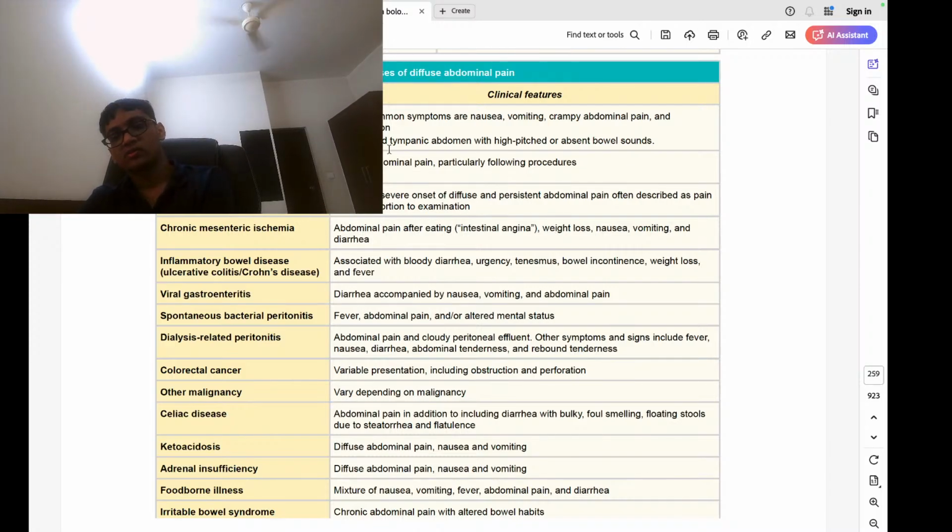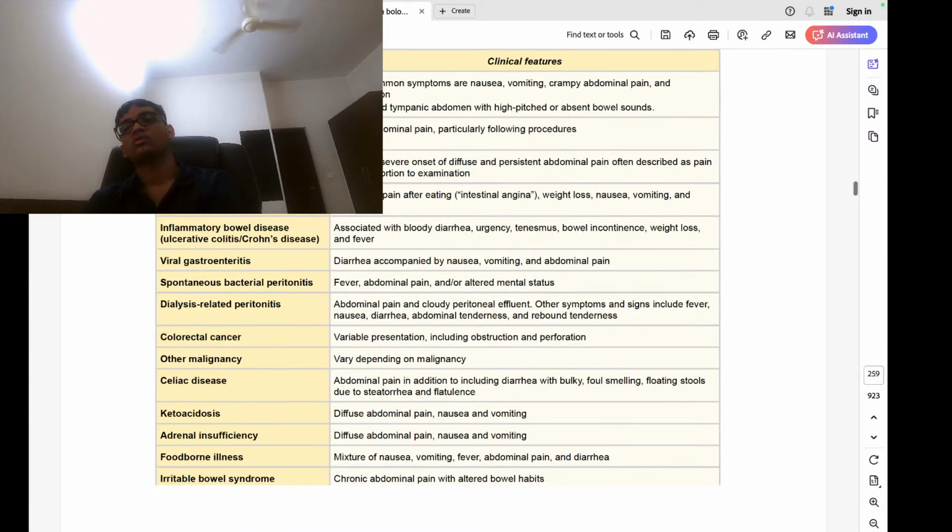Bowel obstruction: most common symptoms are nausea, vomiting, cramping, abdominal pain, and obstipation, which is obstruction and constipation. Distension, tympanic abdomen with high-pitched or absent bowel sounds. Perforation: severe abdominal pain, particularly following a procedure. Acute mesenteric ischemia: acute or severe onset of diffuse persistent abdominal pain, often described as pain out of proportion to examination.